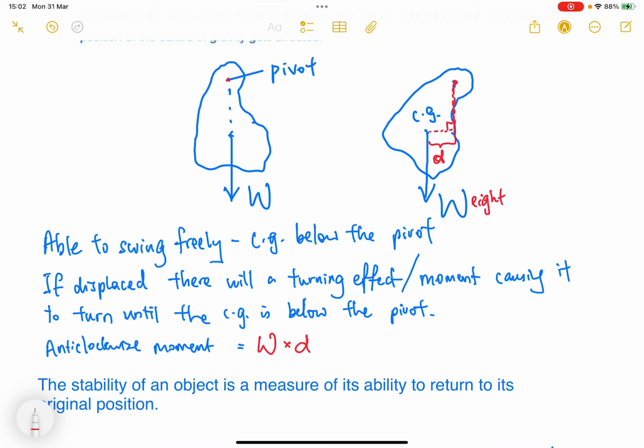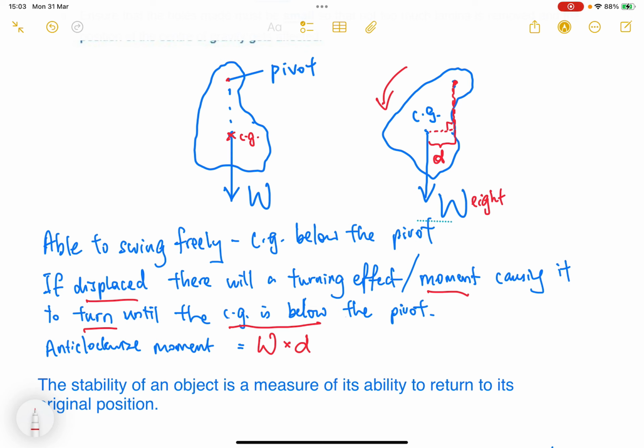And this will cause it to turn back anti-clockwise back to its original position, where the CG is directly below the pivot. Okay, so when the CG is directly below the pivot, the weight will not cause a turning moment because the perpendicular distance is 0. So as I've just said, if displaced, there will be a turning effect or moment causing it to turn until the CG is below the pivot.